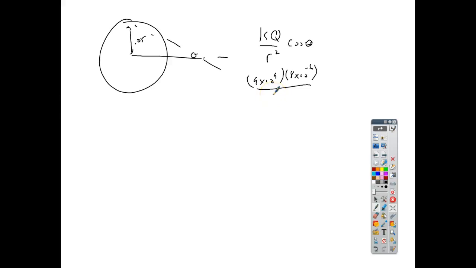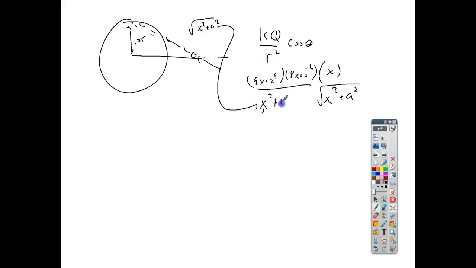Which form are you guys using? You use the cosine one or the other one? I'm using the cosine one because it doesn't show you. X is going to be x over the 3/2 root. Well, I'll go ahead and do it the whole way. X squared. And then the distance between the two is the square root of x squared plus a squared.